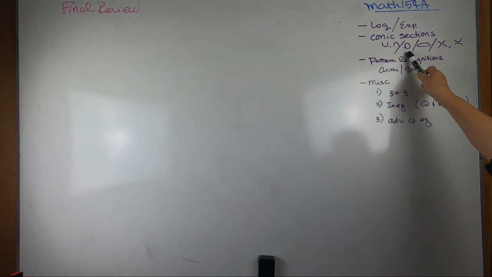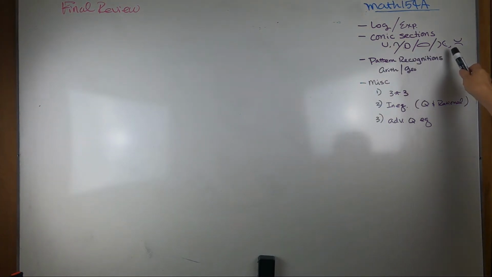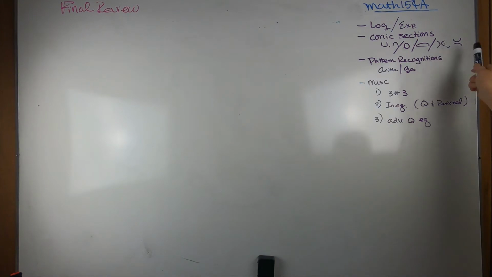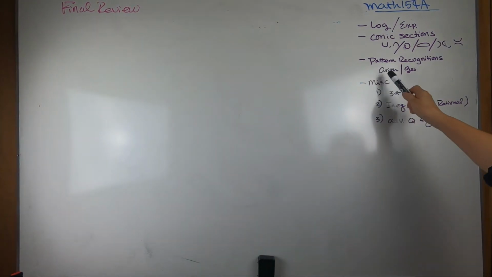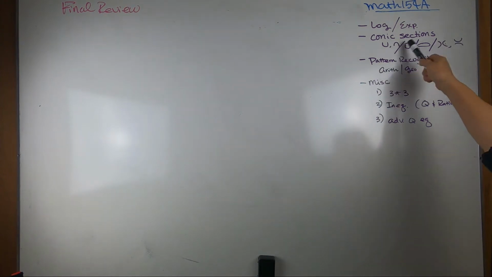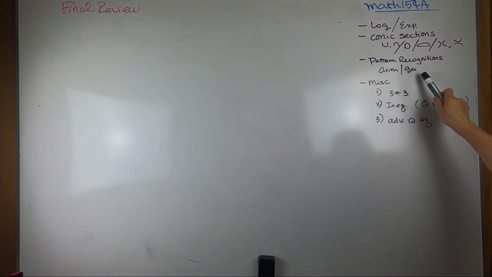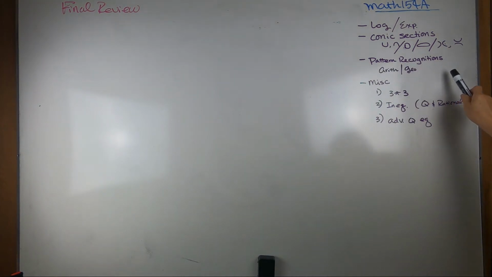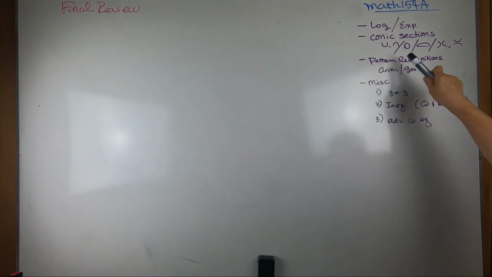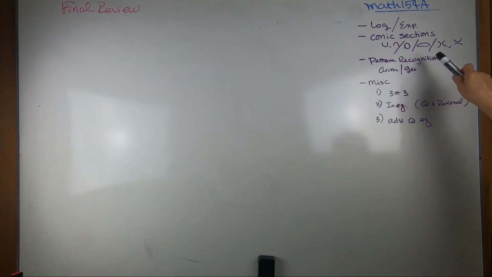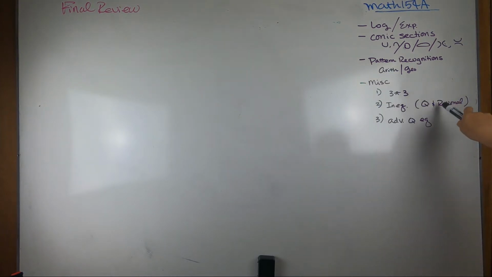Parabolas, circles, ellipse, and hyperbolas, right? You will graph it with those. Also, find the intersections between 2 different graphs. Also, we learned what? Pattern recognitions, right? Which includes arithmetic and geometric for sequences and series. We also learned some other miscellaneous things, 3 by 3, right?